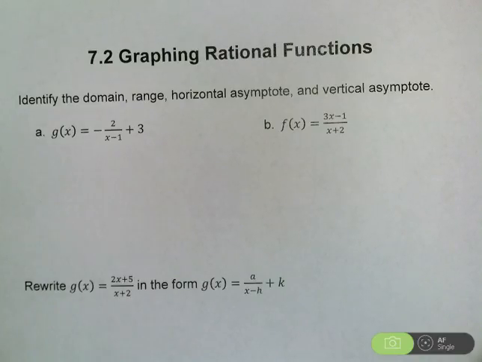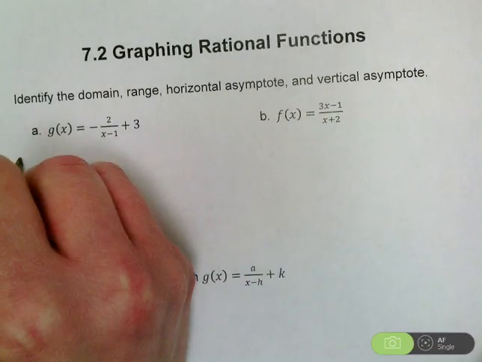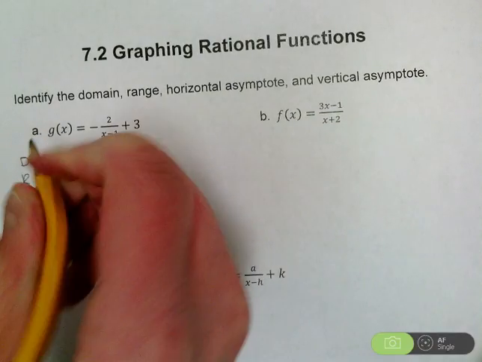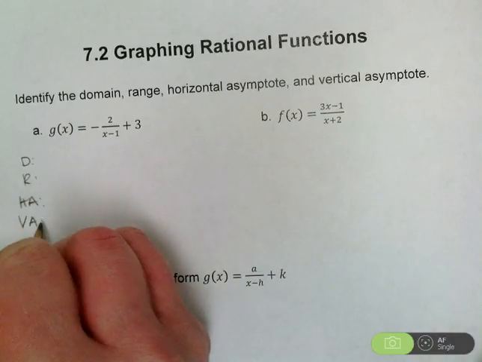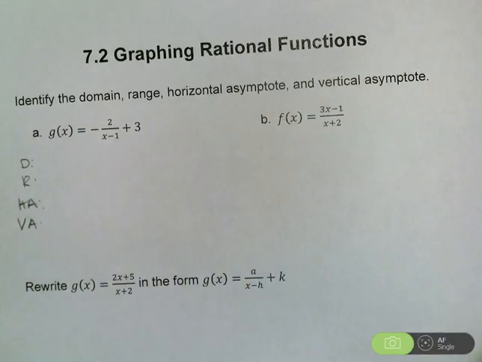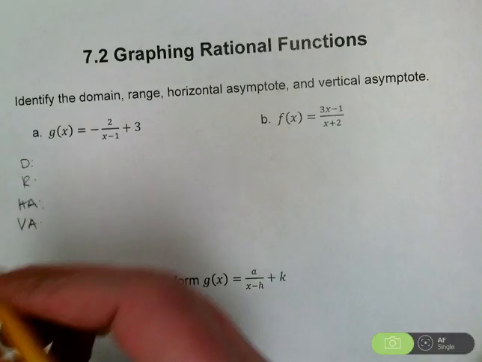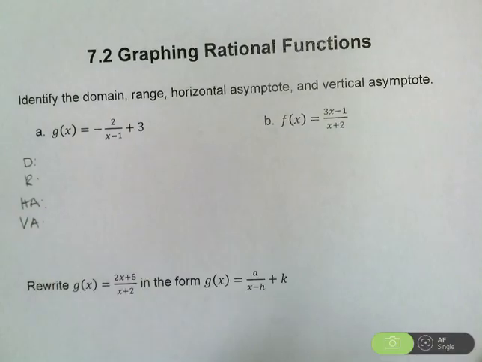So on A here, this is what I called vertex form. Again, that's not what it's actually called, but that's what I call it. And we want to find the domain, the range, the horizontal asymptote, and the vertical asymptote. Okay, so when you're looking at something like this, you could graph it in your graphing calculator. There's no reason why you couldn't, but I'm not going to just because I have all my information without graphing it.